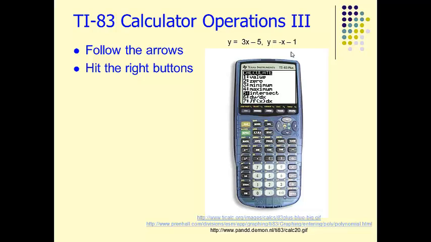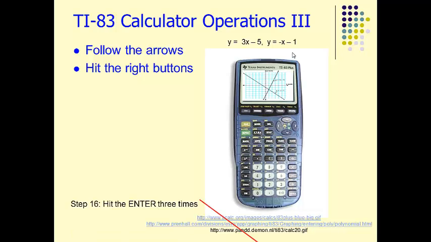When you do that, this display comes up, and it wants you to calculate something on the graph. You can calculate a specific value, a zero, a maximum, a minimum. The intersection is what we want. So you're going to want to arrow down so that intersect is highlighted. Once you've done that, hit the enter button.